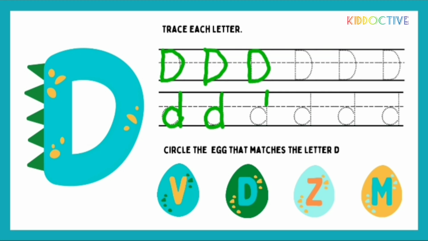Back side. In B you are going to do the front side, but here you are going to do the back side. Now tell me, circle the egg that matches the letter D. Which letter looks like letter D? Yes.